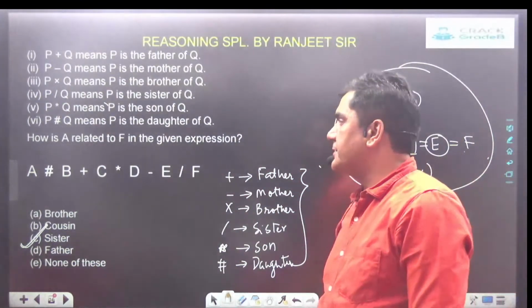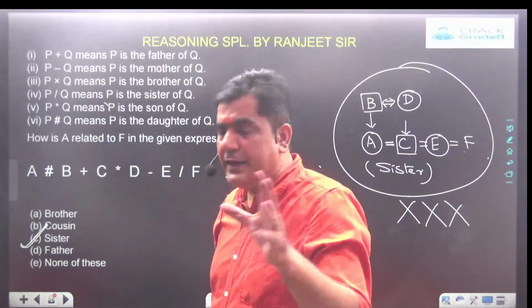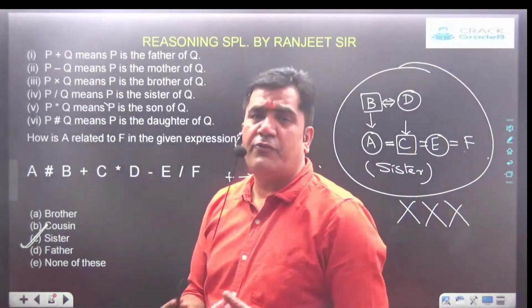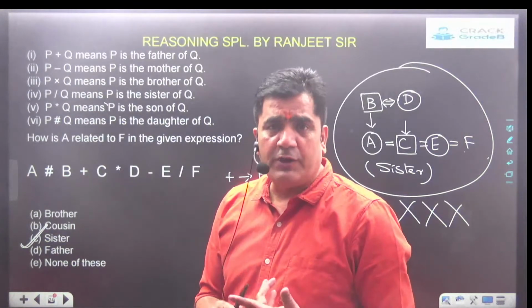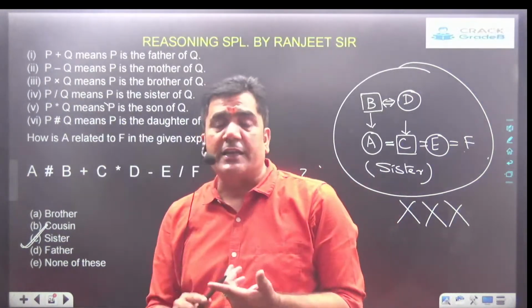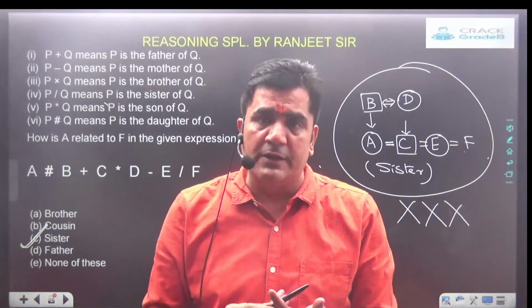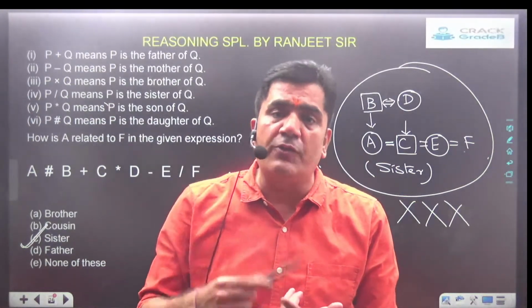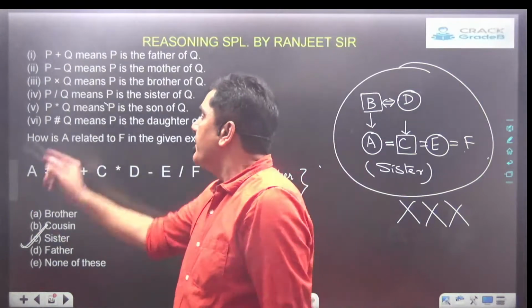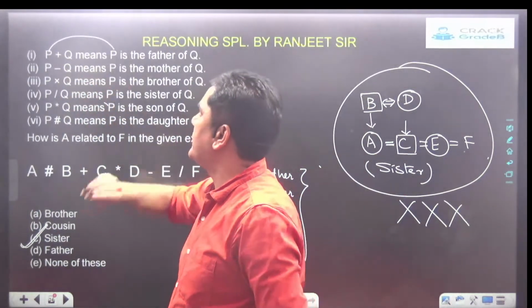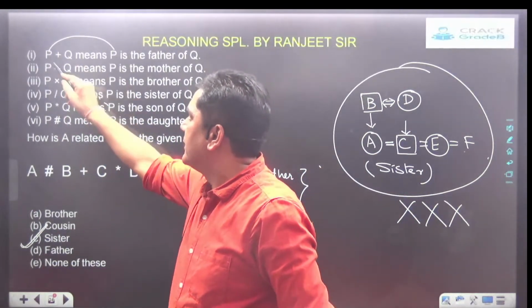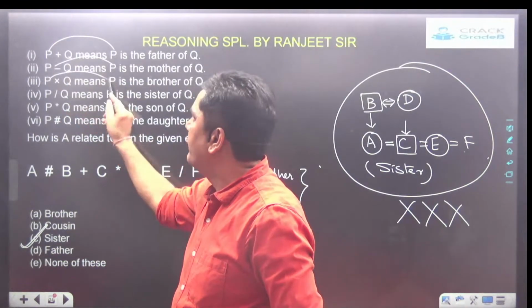So how to get the answer? Whenever any question based on this comes, first read the direction and see which variable has come at the first place. Here, P plus Q means P is the father of Q, so P has come at the first place. So I will say the first person has come at the first place.